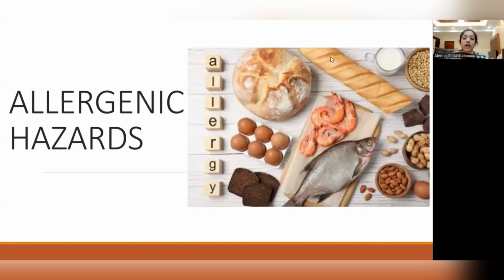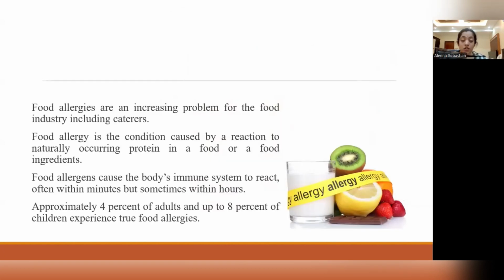Okay, so we know that food allergies are a very serious problem in the food industry. So we should know the ways to tackle food allergies, and how we can do effective allergen management in a food industry. Okay, so we can get into the PPT. Food allergies are an increasing problem for the food industry.